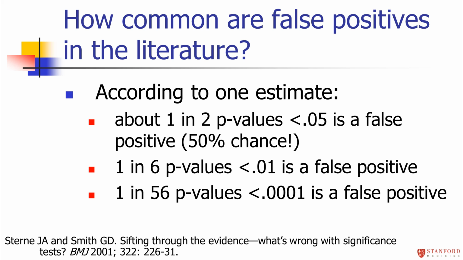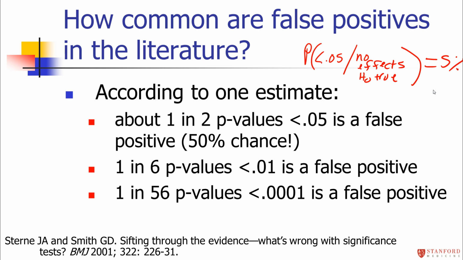Another interesting question you can think about is, if you just look at the literature, how common are false positives? Now, you might think, well, false positives are 1 in 20, because I just told you the false positive rate is 1 in 20. But you have to be a little bit careful about that, because what I've told you is the probability of getting a p-value of less than 0.05 if there are no effects, that is, if the null is true. That probability, of course, is 5%. That's your false positive rate when you set the significance level at 0.05. You're going to get a statistically significant p-value just by chance when there are no effects 5% of the time. That's the probability that we know.